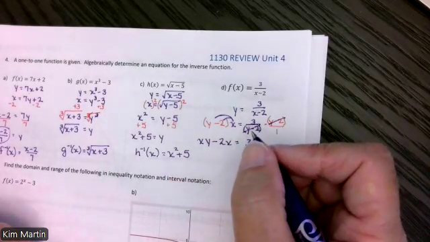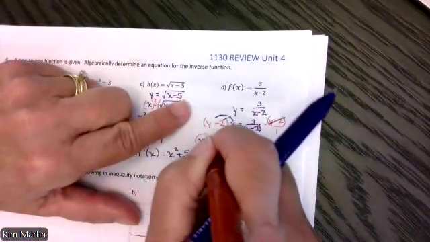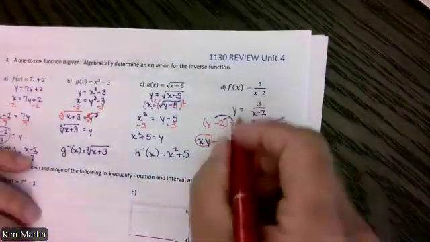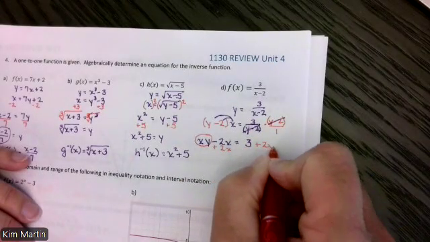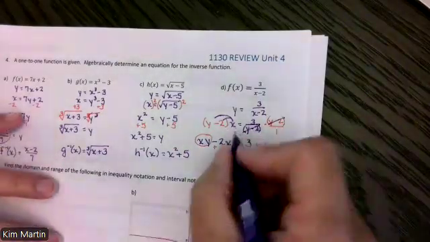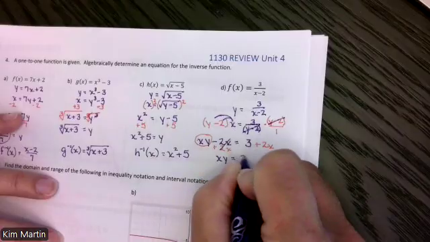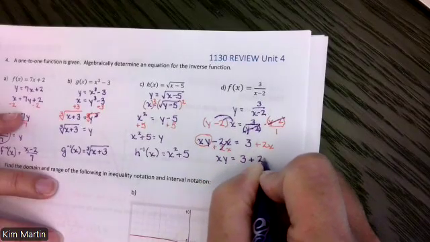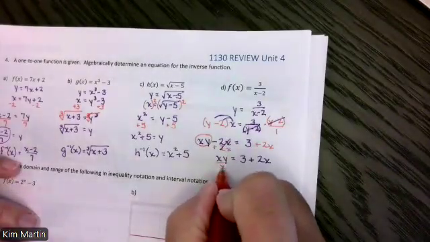Now we have to solve for y. Well, I need to get this by itself first. I need to isolate that. So I'm going to add 2x to both sides. I'm just going to put that next to it because we can't add those anyway. They're unlike terms. And we have xy equals 3 plus 2x. Now to get y by itself, we divide by x.